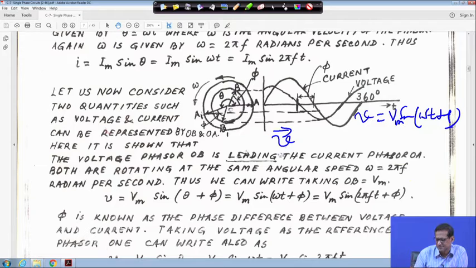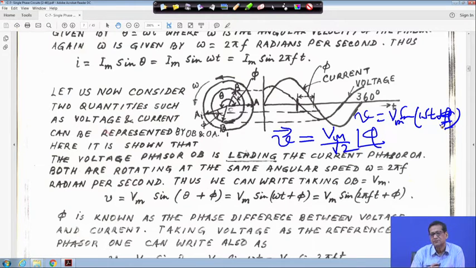The arrow means it can be represented in a different way. V with an arrow is equal to the RMS value, Vm by root 2. Then the angle should be phi, because it is leading by this angle phi. So the angle should be phi, which means this can be written as V angle phi.